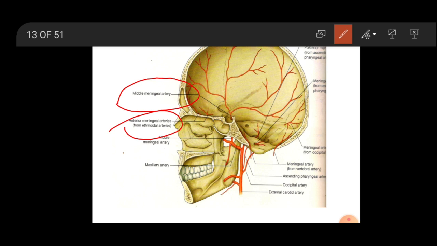See the middle meningeal artery, which is a branch of the second part of the maxillary artery. It enters the skull via the foramen, and it supplies the cranial cavity. So the main blood vessel that supplies the cranial cavity and the meninges is the middle meningeal artery.